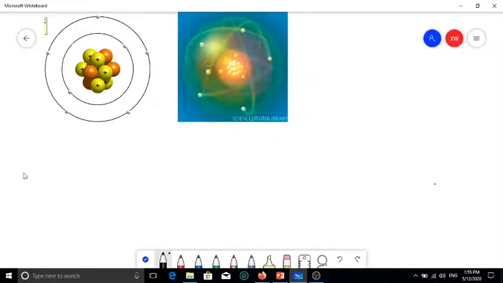So what we're trying to find out here is what does the atom look like? What is the atomic structure? Not just for this atom, but for any element. So let's look into this core. The name is pretty famous. It's called the nucleus.